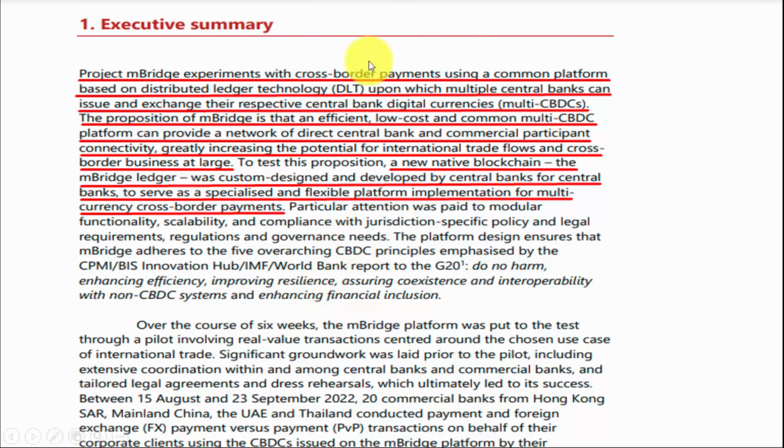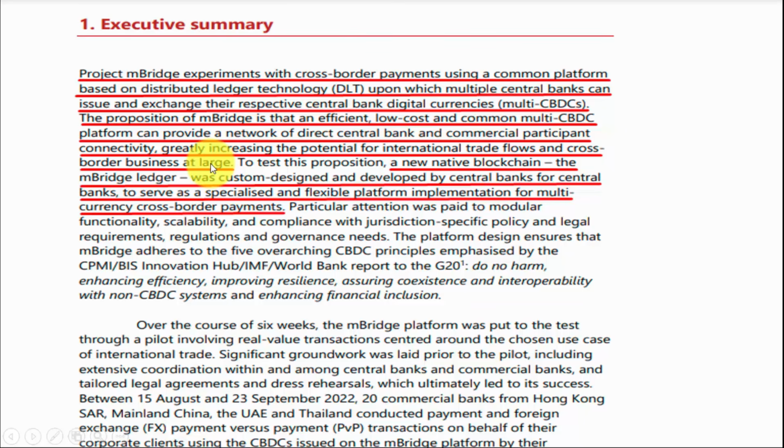So let's start off with the executive summary. Project mBridge experiments with cross-border payments using a common platform based on distributed ledger technology, upon which multiple central banks can issue and exchange their respective central bank digital currencies, multi-CBDCs. The proposition of mBridge is that an efficient, low-cost and common multi-CBDC platform can provide a network of direct central bank and commercial participant connectivity, greatly increasing the potential for international trade flows and cross-border business at large.